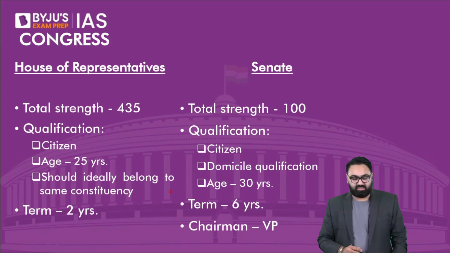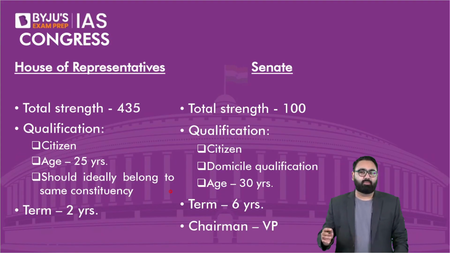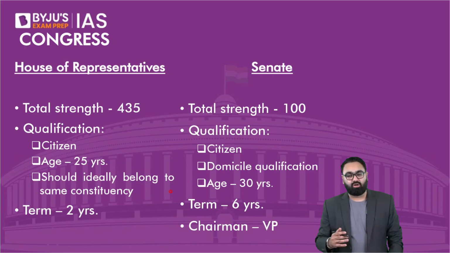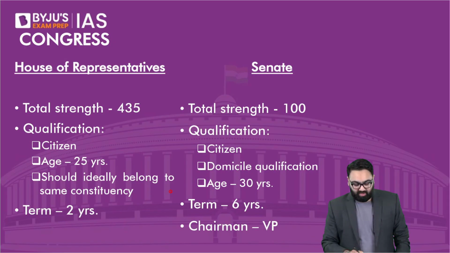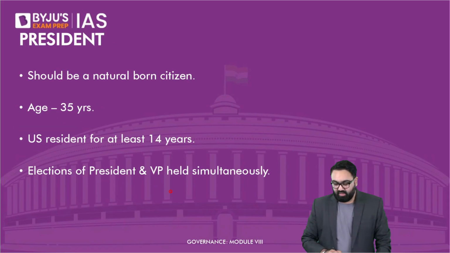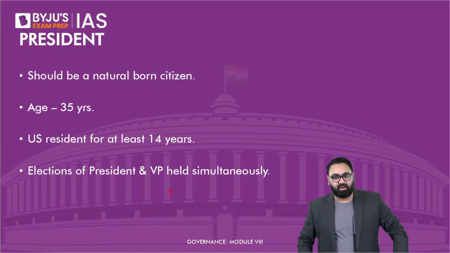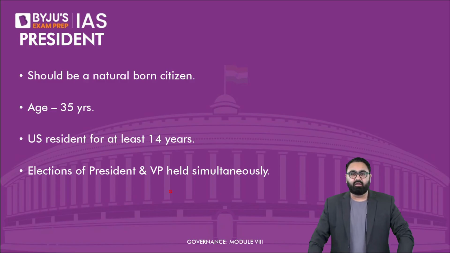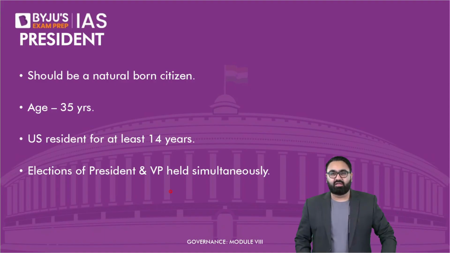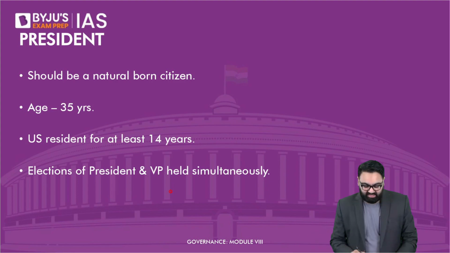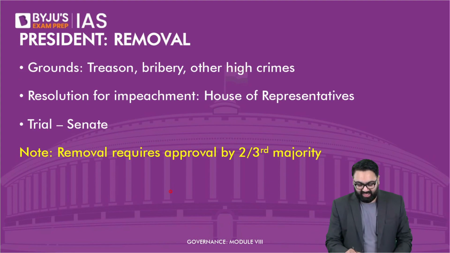We discussed the different houses, lower house and the upper house, the Senate being extremely strong, having a lot of powers unlike the other countries. Then we discussed the president of the US, minimum age 35, should be a natural born citizen, meaning that should be a citizen of America by birth and not by any other method. The person should also be residing in the US for at least 14 years. The election of the president and the vice president are held simultaneously. We discussed the election process as well.